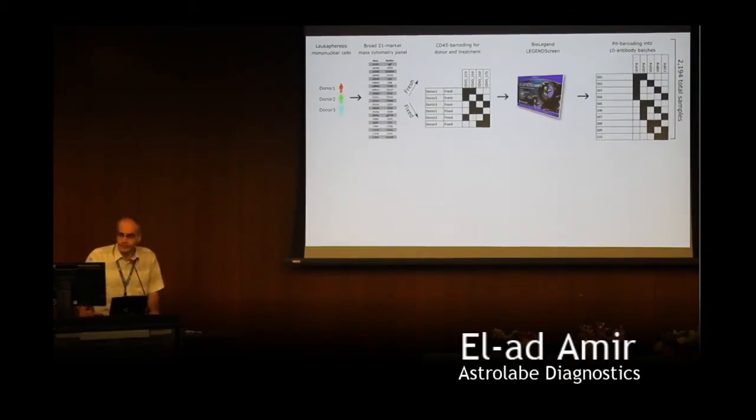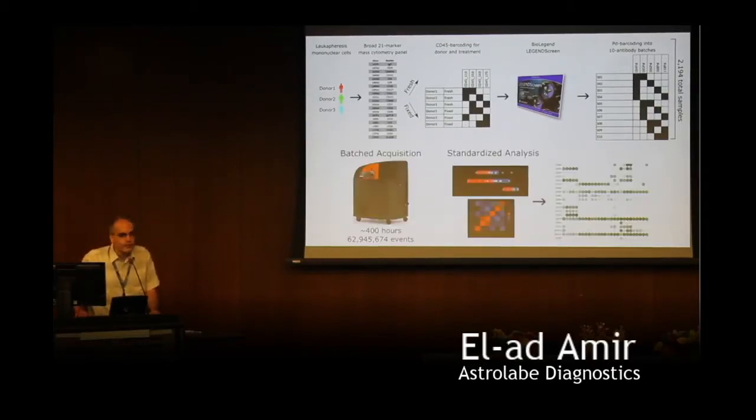The next step was to take the LEGENDScreen and split it into 38 batches. Each one of these batches was barcoded using a 10 sample barcoding scheme. Overall, we ended up with about 2,200 samples. And acquiring all of this took about 400 hours of cycle time. It was over a month of work at the Human Immune Monitoring Center.